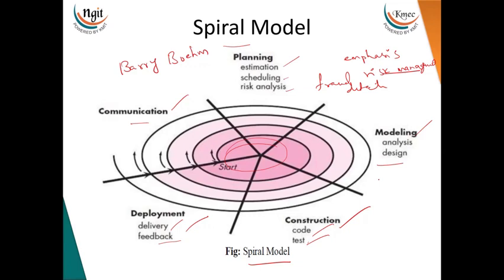Okay, when we talk about the spiral model, just remember the spiral model was proposed by Barry Boehm, and basically this is a risk-driven process model. Just remember, the spiral model is a risk-driven model. Okay, this is what you have to remember. Understand? Risk-driven in the sense that it has a risk analysis feature in it, which is the most important thing.